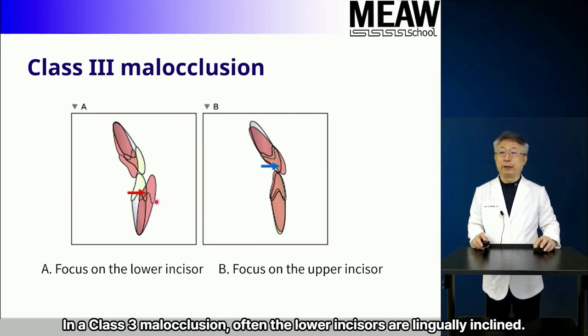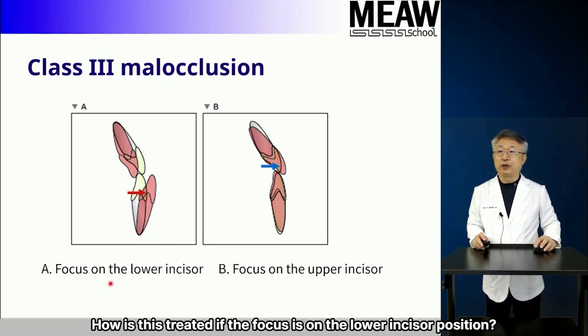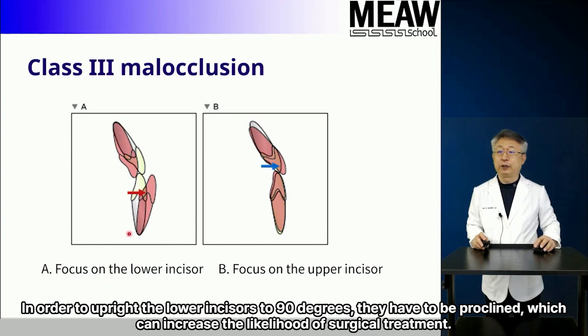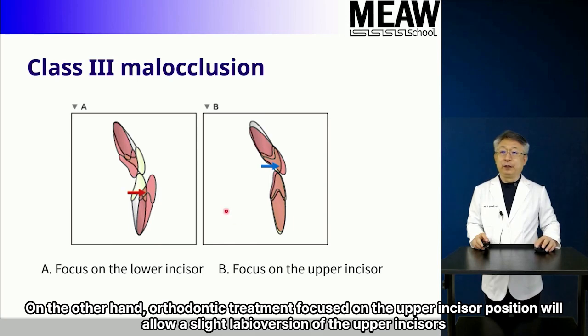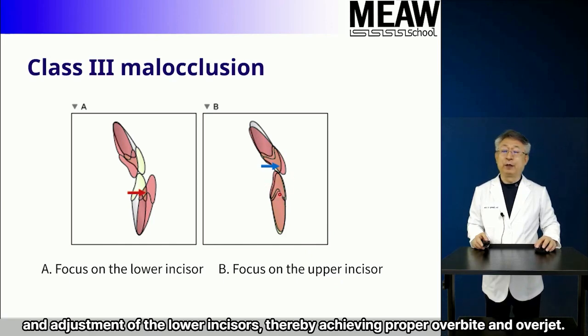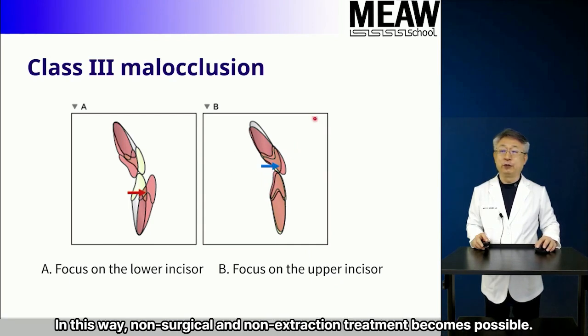In a class 3 molar occlusion, often the lower incisors are lingually inclined. How is this treated if the focus is on the lower incisor position? In order to upright the lower incisors to 90 degrees, they have to be proclined, which can increase the likelihood of surgical treatment. On the other hand, orthodontic treatment focused on the upper incisor position will allow a slight labioversion of the upper incisors and adjustment of the lower incisors, thereby achieving proper overbite and overjet. In this way, non-surgical and non-extraction treatment becomes possible.